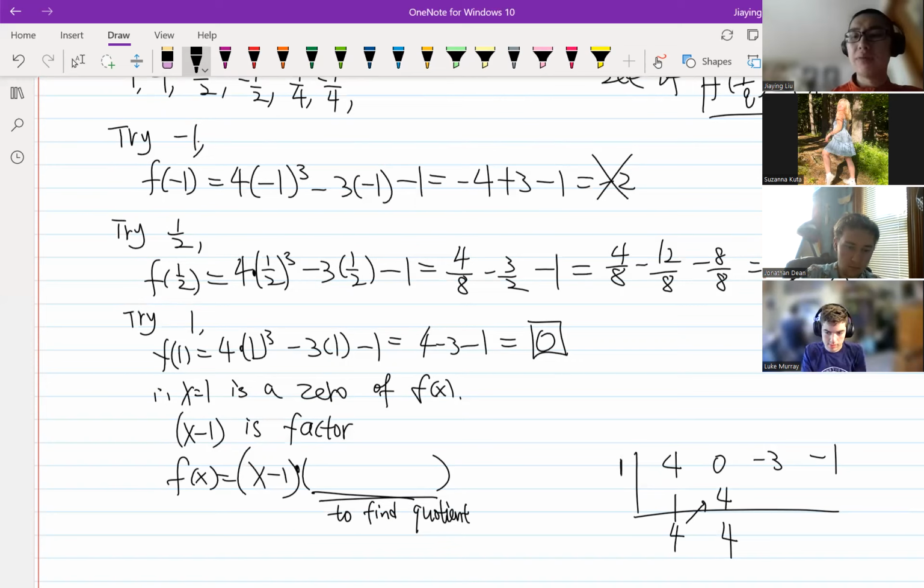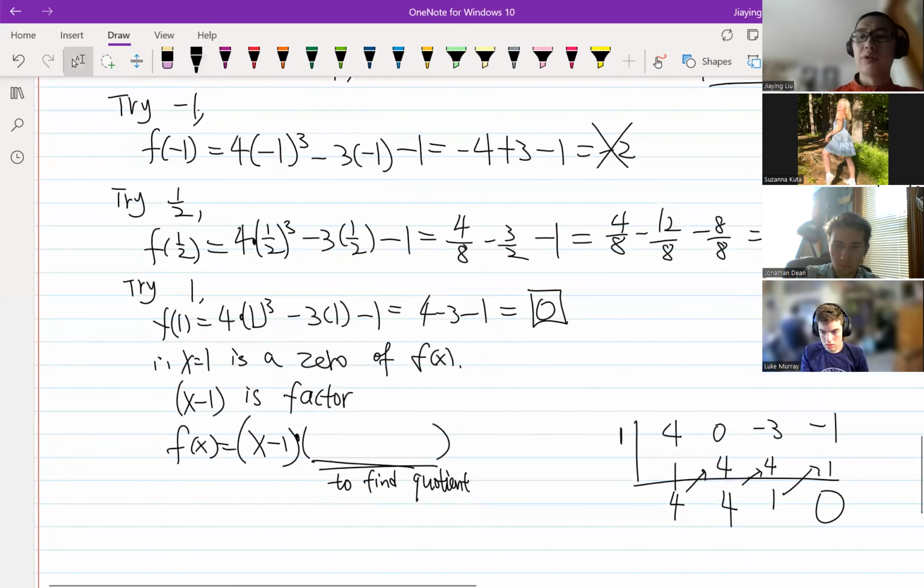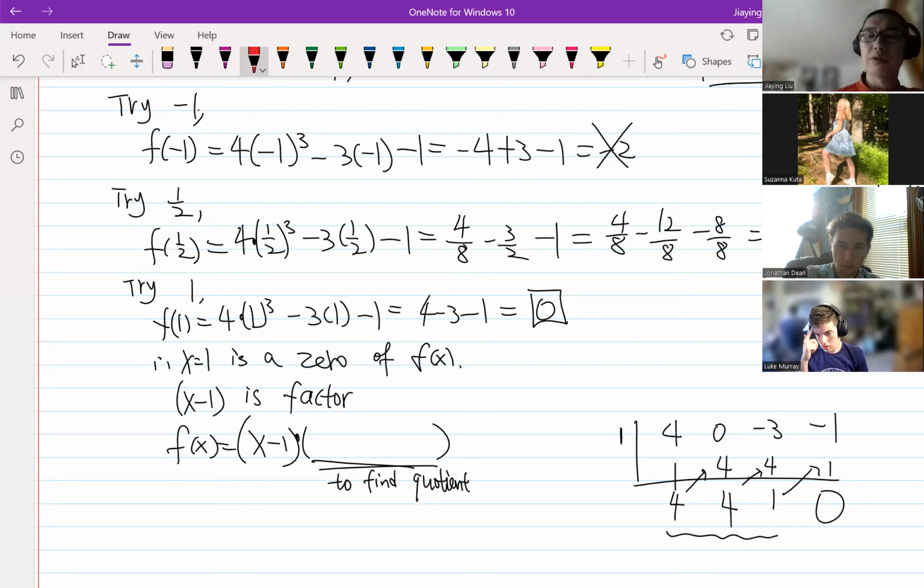And then 1 times 4 is 4 again. Negative 3 plus 4 is 1. 1 times 1 is 1. And then that gave me a 0 as a remainder, but I don't care. So the quotient is given by those 3 numbers. Since this is x cubed, this must be x squared. So it's 4x squared plus 4x plus 1.